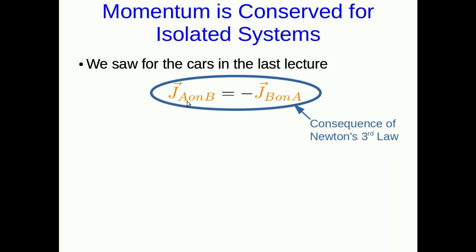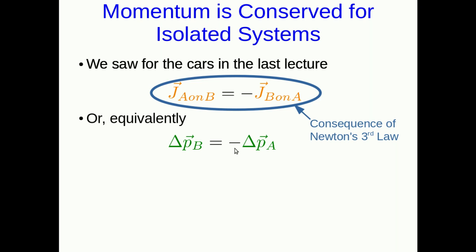Now, in the case that the internal forces, the force of A on B and the force of B on A, are the only forces that matter, so this is what we called an isolated system, this turns into that the change in the momentum of B equals the negative of the change of momentum in A. And note that this is all very general. Newton's third law always applies, and for any isolated system, this is going to result in the momentums obeying this. So this is true for any isolated system.